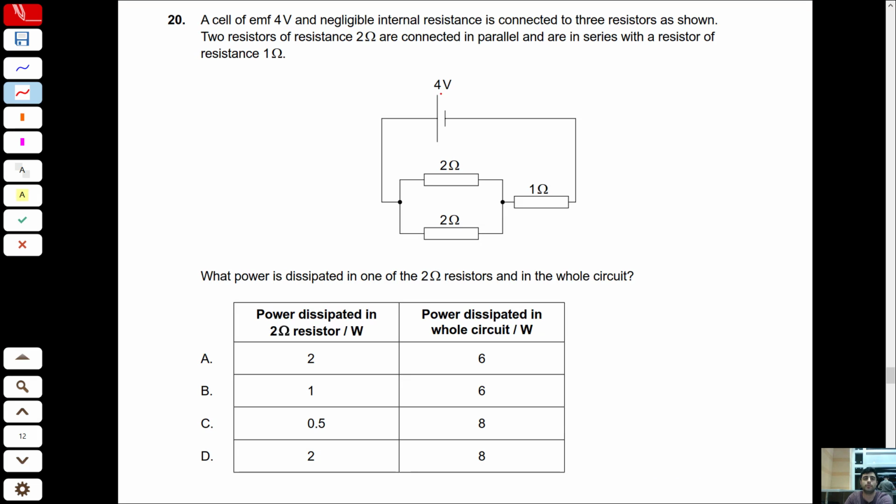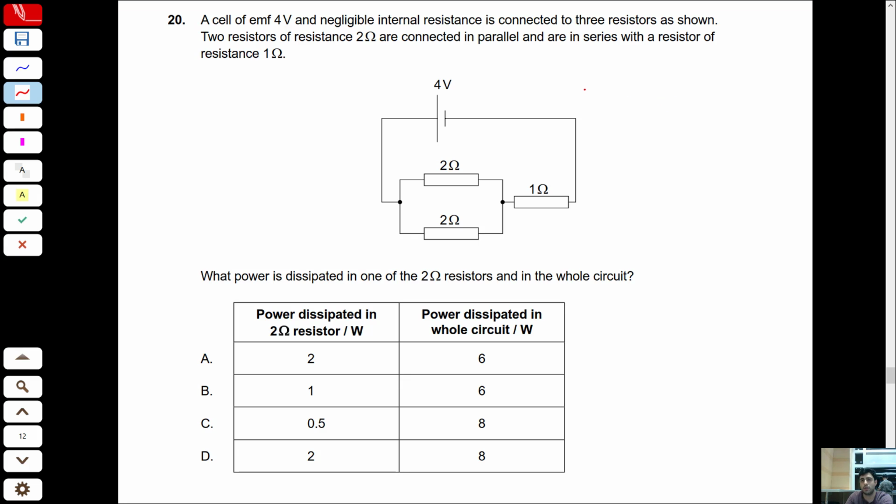A cell of EMF 4 volt and negligible internal resistance is connected to 3 resistors as shown. 2 resistors of resistance 2 ohm are connected in parallel and are in series with a resistor of resistance 1 ohm. Okay. So there is a 1 ohm resistor, there are 2 ohm resistors connected in parallel, and there is no internal resistance due to the battery. What power is dissipated in one of the 2 ohm resistors and the whole circuit?